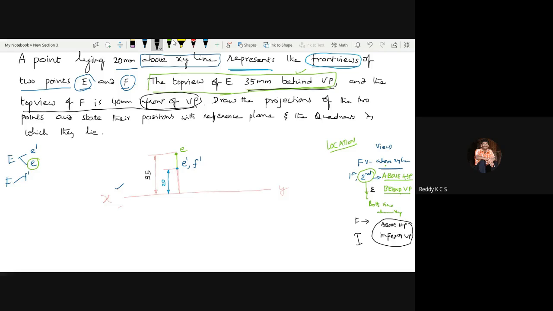So now if you look here, below XY line we need to draw the top view of the point F. Point F is at a distance of 40 mm in front of VP. So from the same point, you can draw 40 mm and locate this particular point, saying that it is the top view of F, because F will represent the top view and F dash is going to represent the front view. So now you represent the dimension of this. That's it.